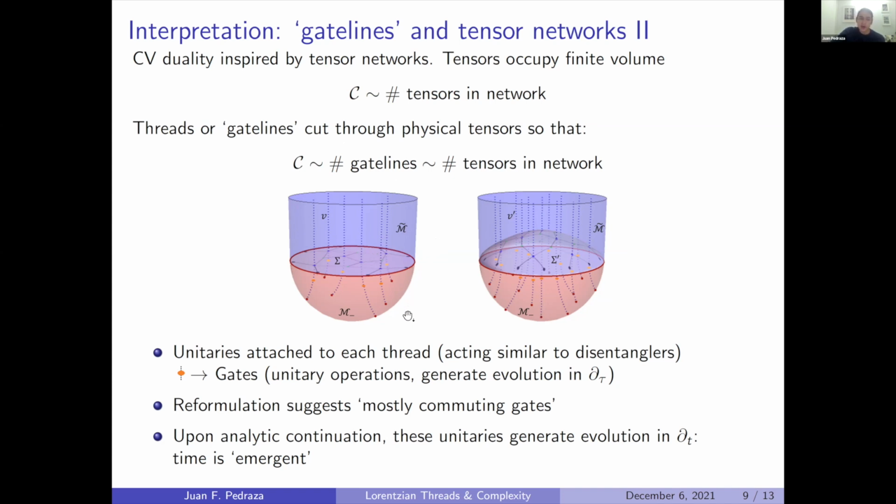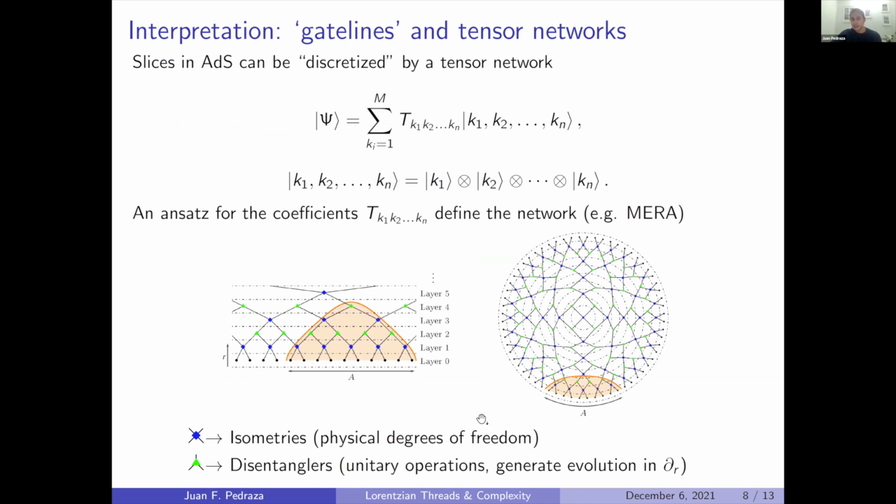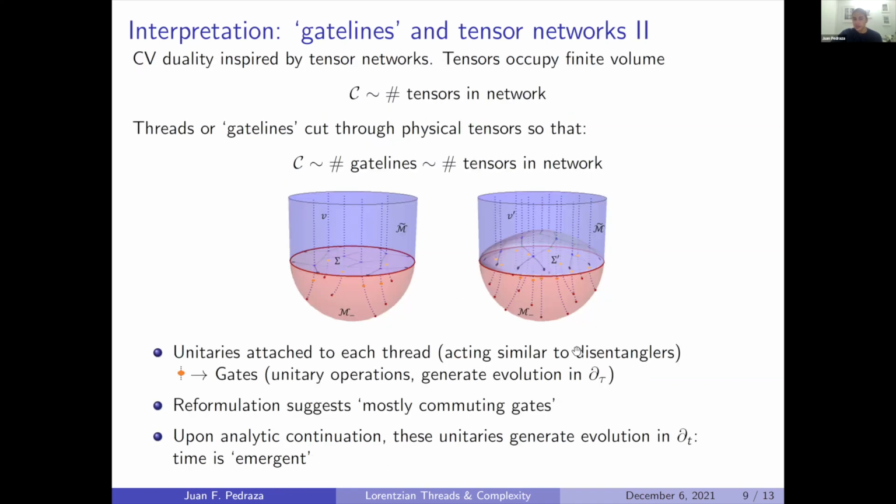So now these threads are going to pierce through the physical tensors in the network, and we're going to attach unitary operations or unitary gates to each of the threads, in such a way that they act very similar to what I told you about in the previous slides as the disentanglers. Now they are going to generate the evolution in Euclidean time.